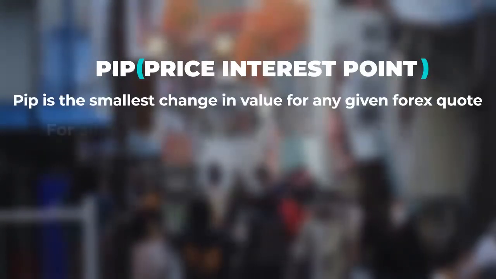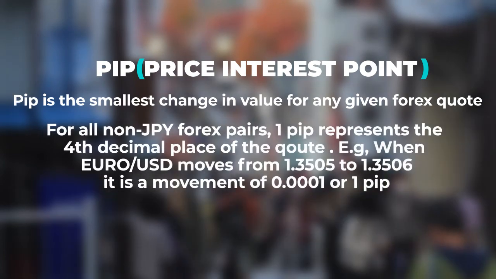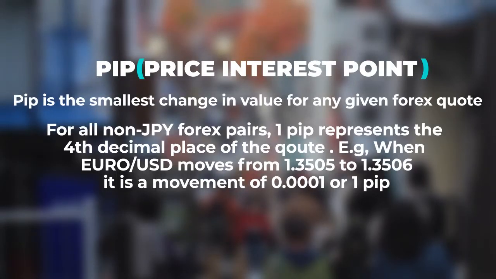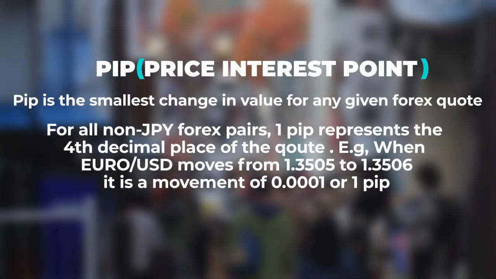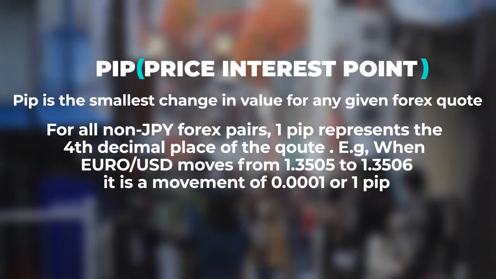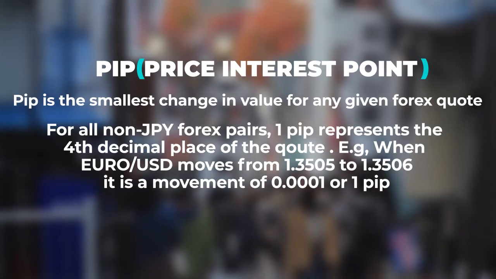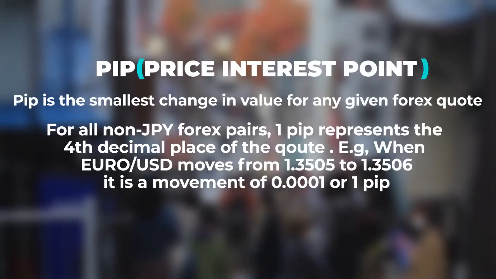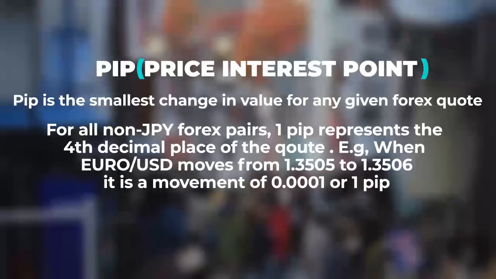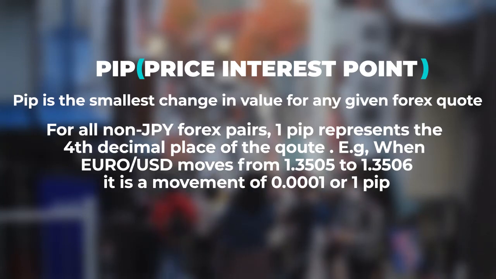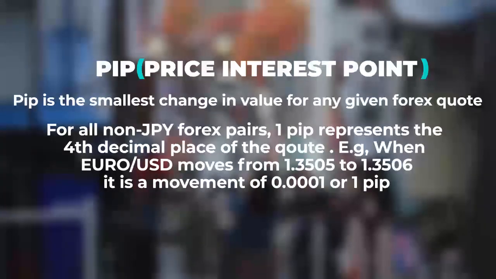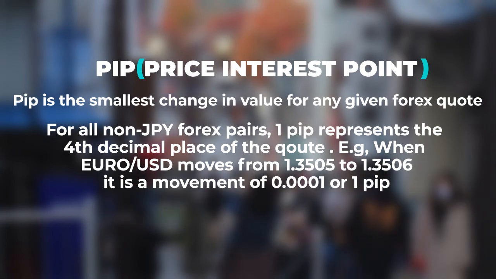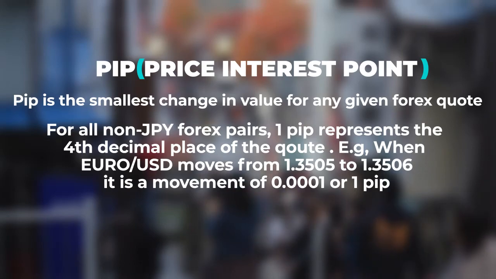So once again, for all non-yen forex pairs, 1 pip represents the 4th decimal place of the quote. An example: when the Euro USD moved from 1.3505 to 1.3506, it's a movement of 1 pip or 0.0001. For yen forex pairs, 1 pip represents the second decimal place of the quote. Like when the dollar yen moves from 98.73 to 98.74, it's just 1 pip and it has gone up.